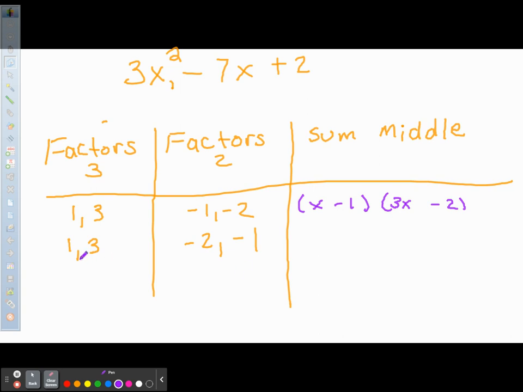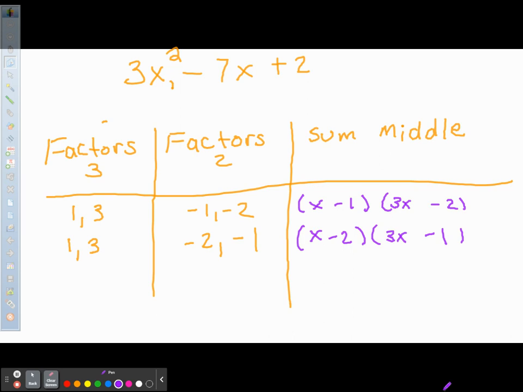This one here would be 1x and 3x. Okay, so x and 3x. And the back terms would be -2, -1. Okay, so these are the 2 possibilities it could be. Your -1 could be with your x, or your -1 could be with your 3x. It could be either or. You've got to figure out which one works.